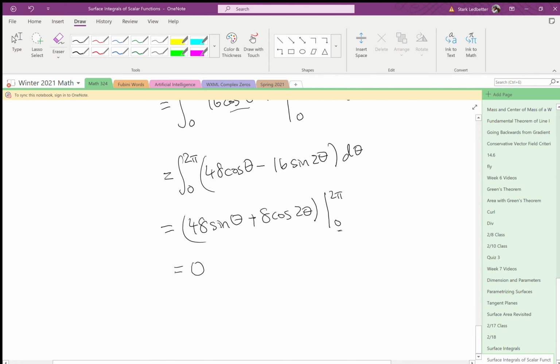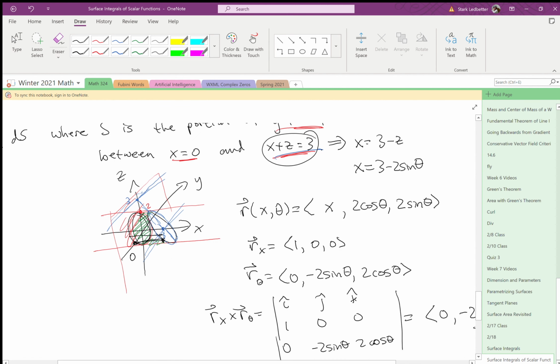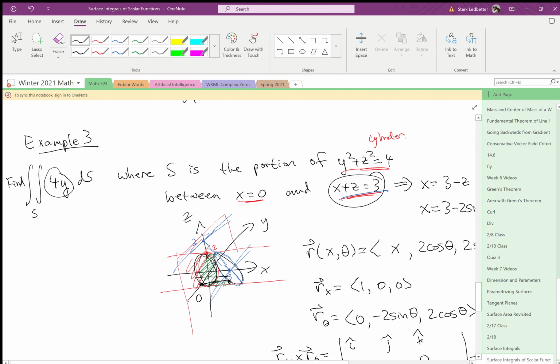Does that make sense? We might get a little bit scared when the answer is 0. Let's go back and look at our region. We were integrating 4y over this part of the cylinder. This part of the cylinder is symmetric with respect to the xz plane. We have equal amounts of positive and negative y values. So yeah, it's okay that over that cylinder, the integral of 4y is 0.